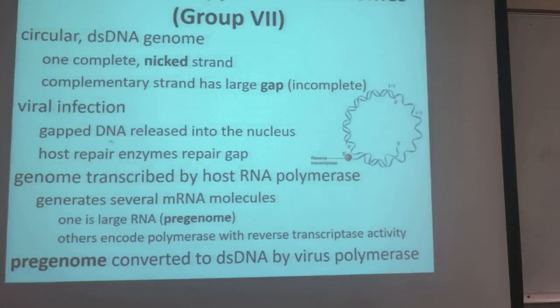And then group 7. Group 7, you need to know that these have a strange double-stranded circular DNA. One has a gap, one has a nick, and this involves formation of a pregenome, okay, in order to make another copy of itself. Okay, you don't need to know it in more detail than that.